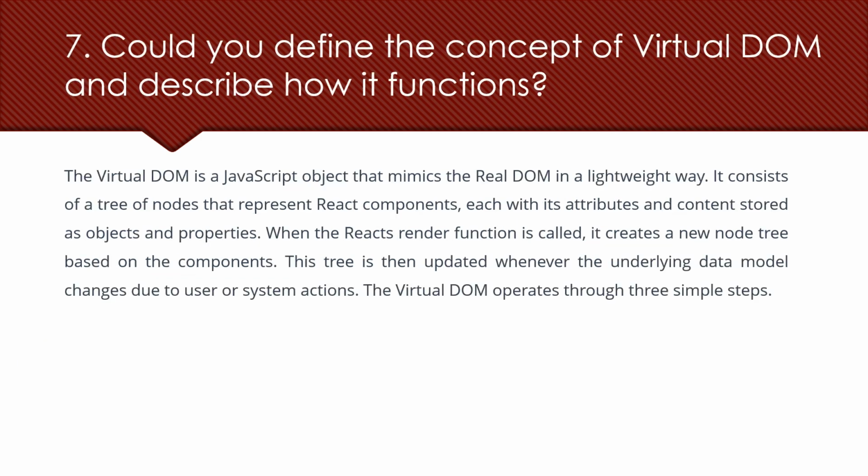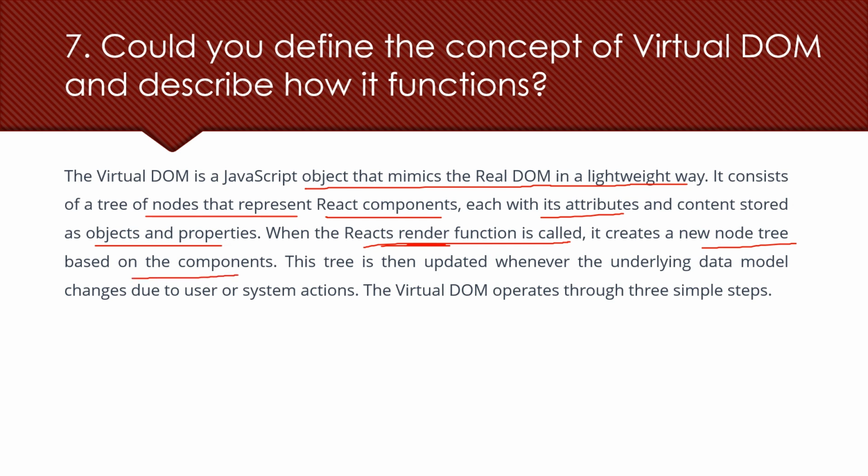Question number 7. Could you define the concept of virtual DOM and describe how it functions? So, the virtual DOM is a JavaScript object that mimics the real DOM in a lightweight way. It consists of a tree of nodes that represents React components, each with its attributes and content stored as objects and properties. When React's render function is called, this is important, it creates a new node tree based on the component. The tree is then updated whenever the underlying data model changes due to user or system actions.